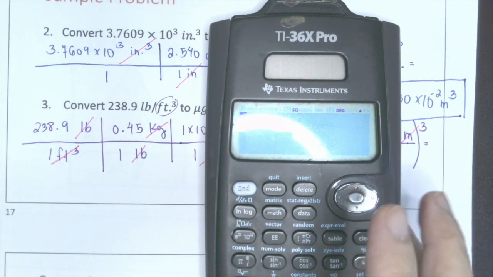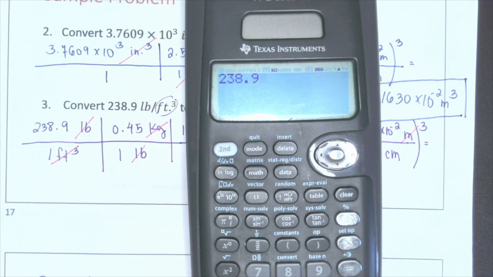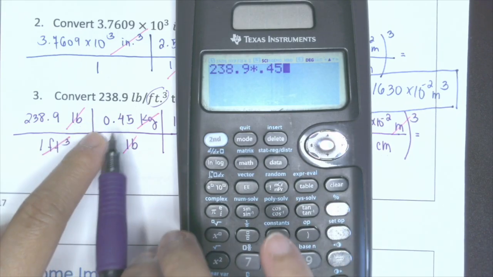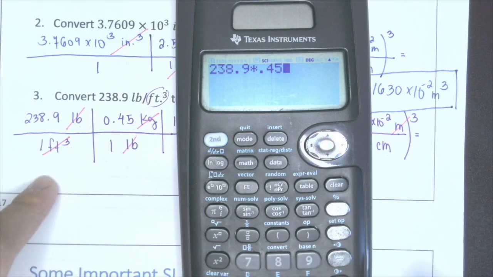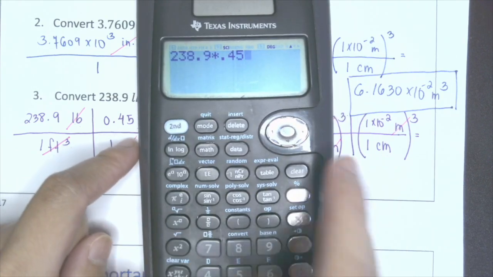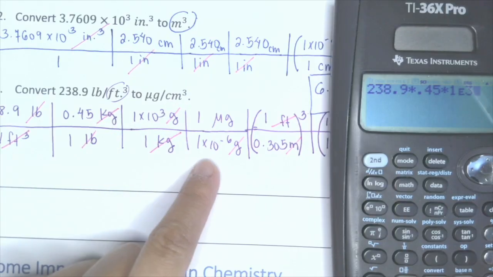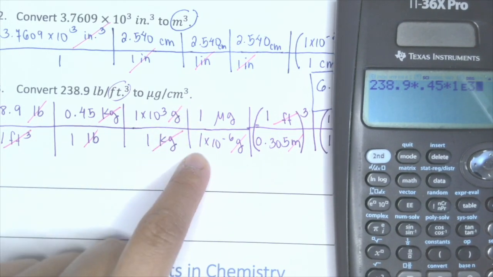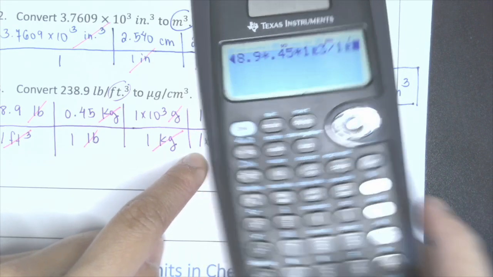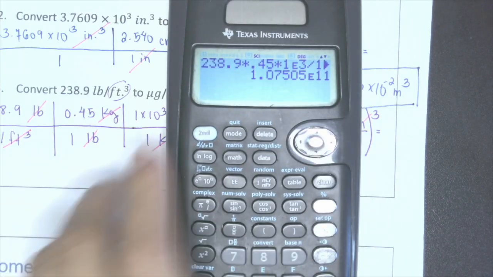So we have 238.9 multiplied by 0.45, again because the value is in the numerator, the value that is not 1, and then times 1 times 10 to the 3rd. Okay, now this value, the value that is not 1, is now in the denominator. So we're going to go ahead and divide. Divided by 1 to the minus 6. So far, this is our answer.